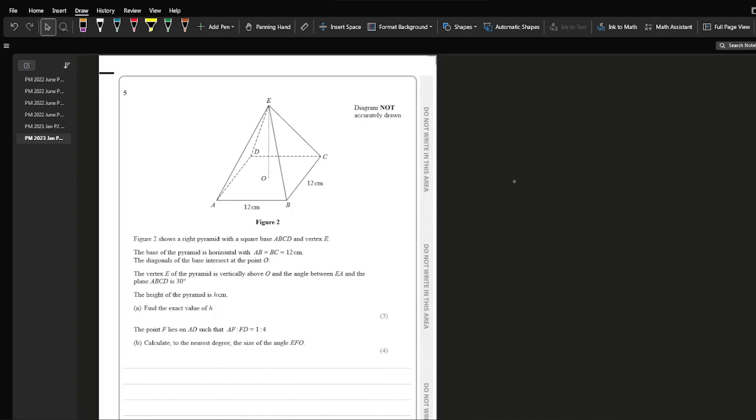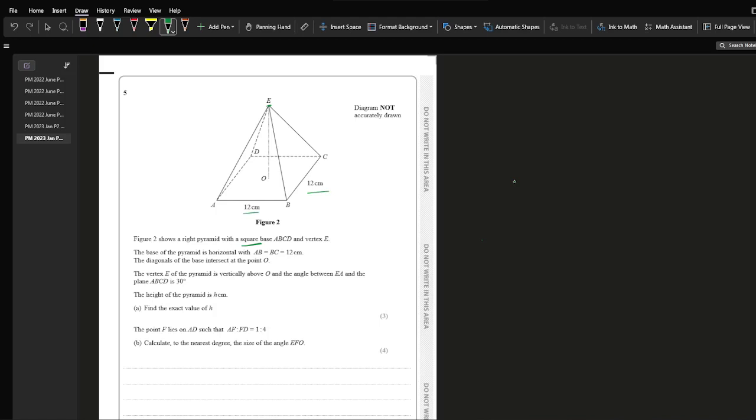Let's look at 2023 paper 2 question number 5. Figure 2 shows a right pyramid with a square base ABCD and vertex E. Okay, there's our vertex and it is a square. The base is a square and also the sides are denoted here. The base of the pyramid is horizontal with AB equals BC equals 12 centimeters.